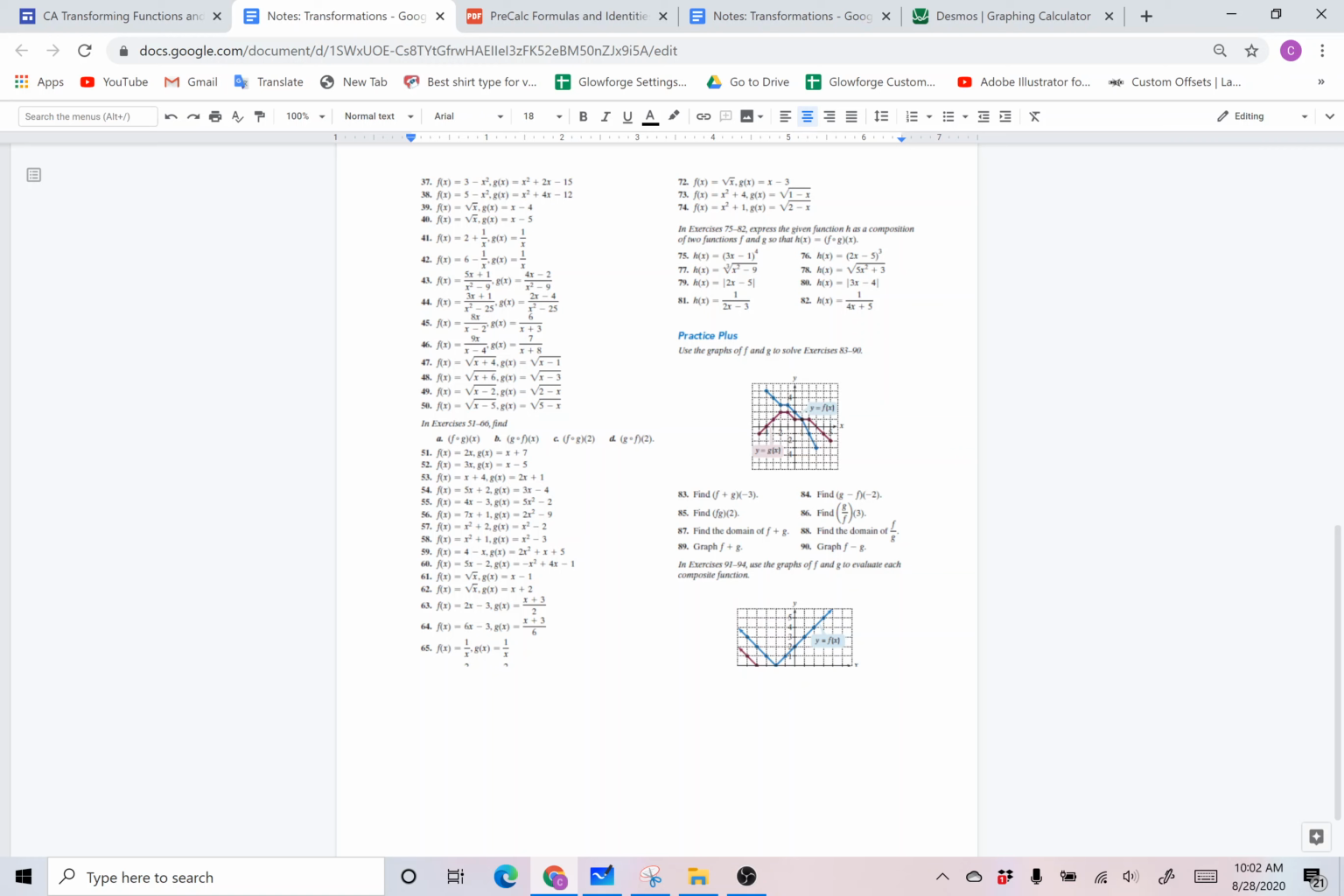Try to graph some of these and use Desmos to check your work. And I think you'll be fine.